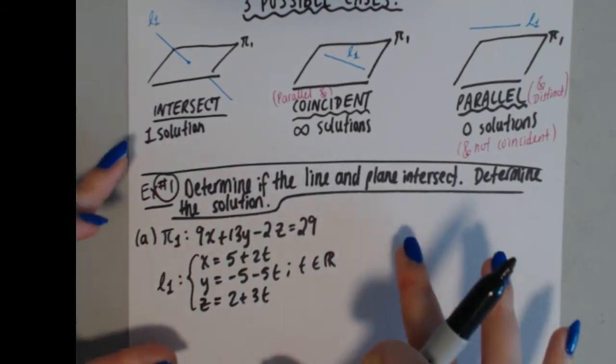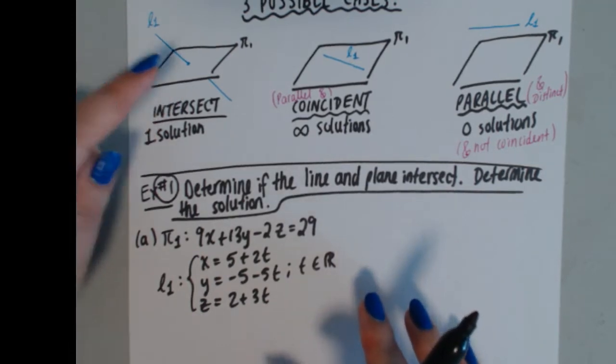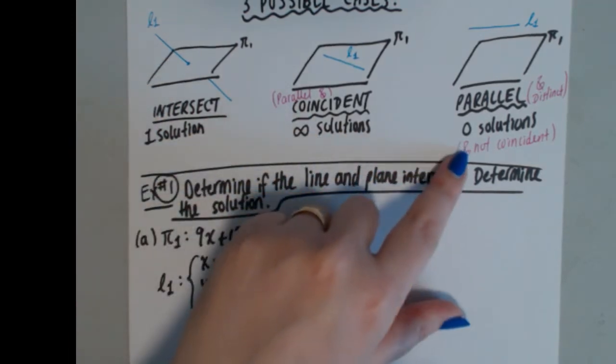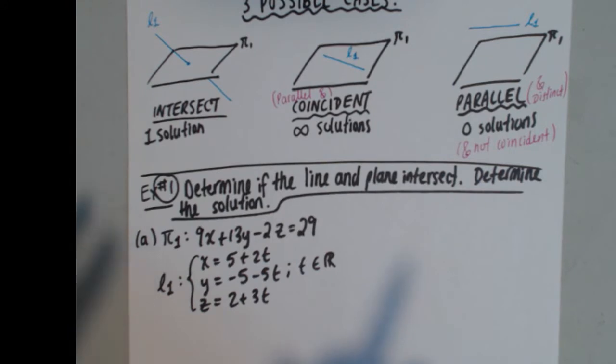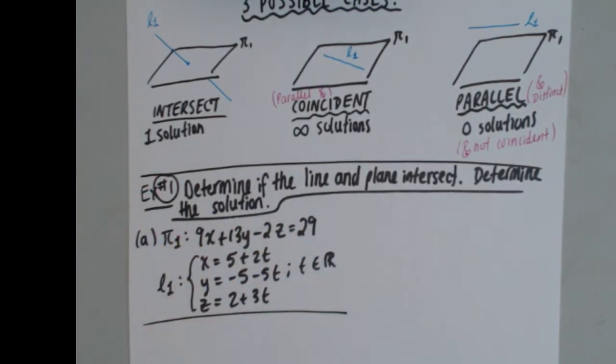And in fact, solving the problem the way I just explained will allow us to determine whether there is one point of intersection, infinite points of intersection, or no points of intersection. So all in all, in example 1, we're going to have parts A, B, and C, and you're going to have a chance to see all of these cases. Right, so one by one. Let's start off with part A.